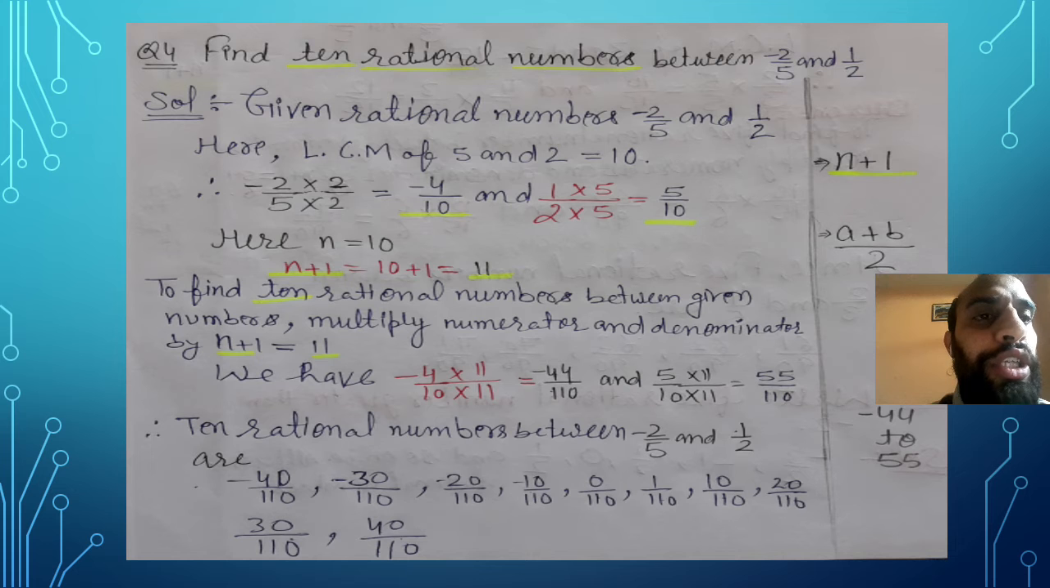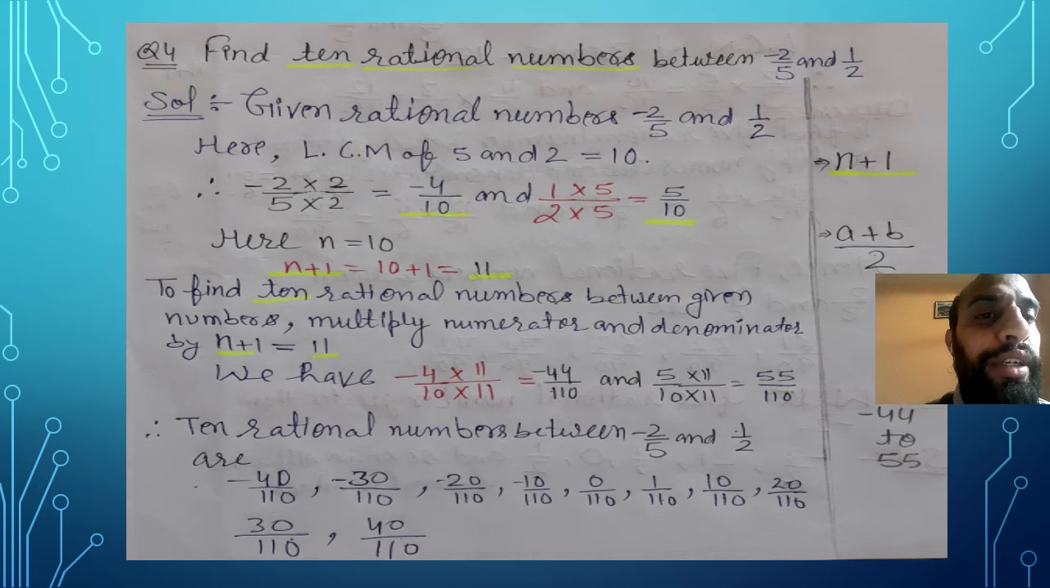So the next work is to convert the denominator into 10. Let's see how to write it. -2 into 2 upon 5 into 2. 5 twos are 10 and 2 twos are 4, so -4. Now you can see the denominator has become 10, and in the second case, 1 upon 2, we need to multiply by 5 and 5. 5 ones are 5, 5 twos are 10. In this way we get two numbers. One is -4 upon 10, second is 5 upon 10.